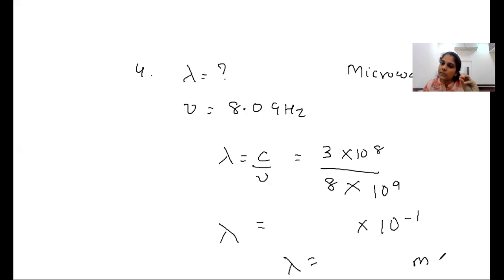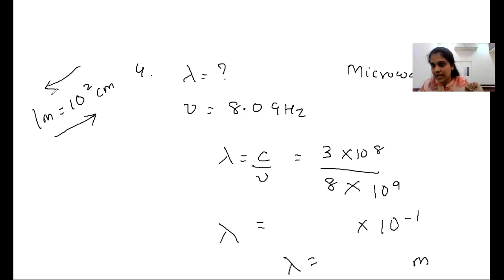Is it understood? So in the exam, if you leave the answer in meters, it will be accepted. Until and unless it is specifically mentioned that write the wavelength in centimeter, then you are supposed to do the conversion. I hope you all know the conversion. I've explained this last time. 1 meter is 10² centimeter. So when you go from meter to centimeter, multiply by 10², and when you come from centimeter to meter, divide by 10².